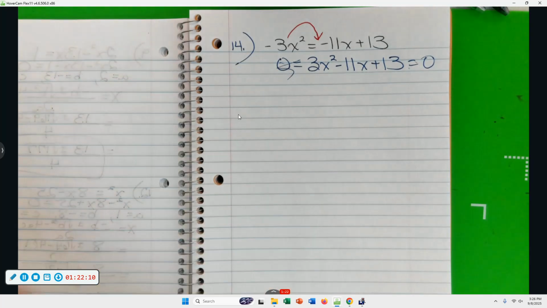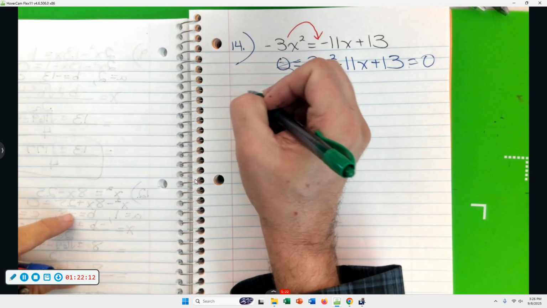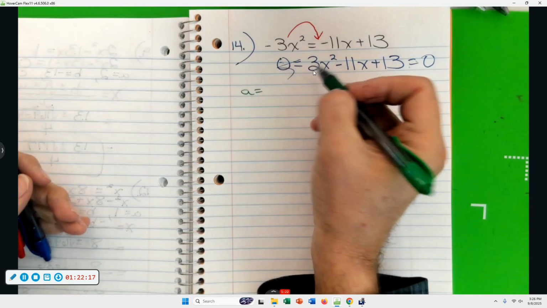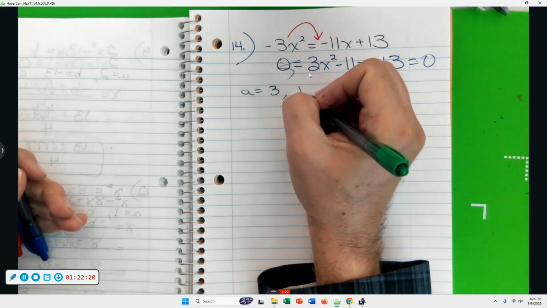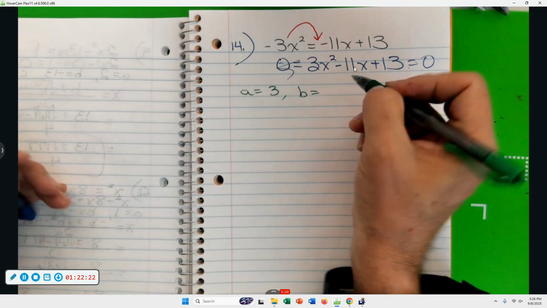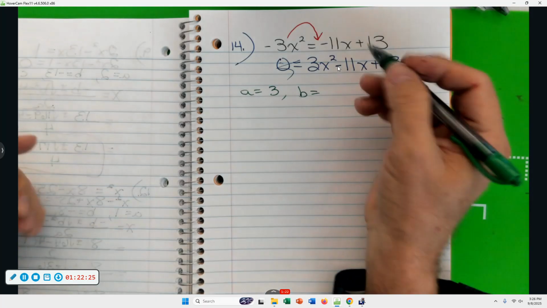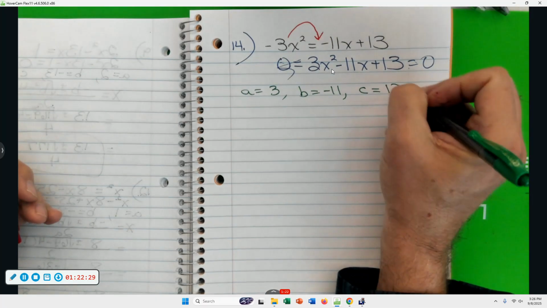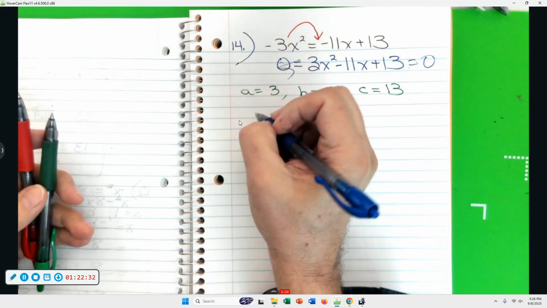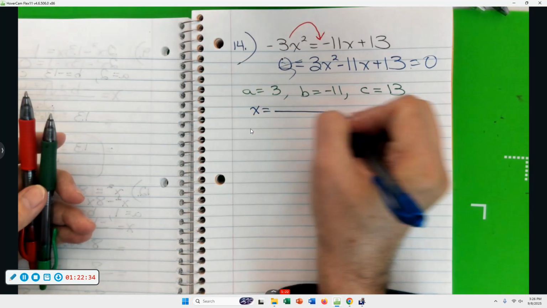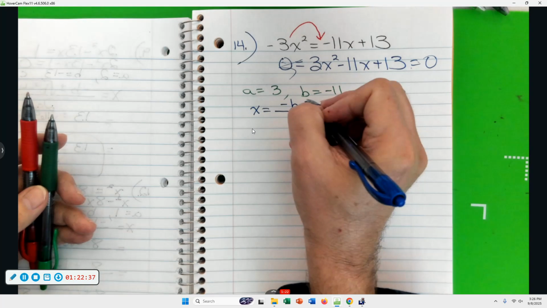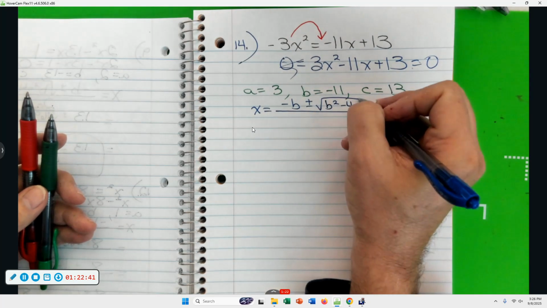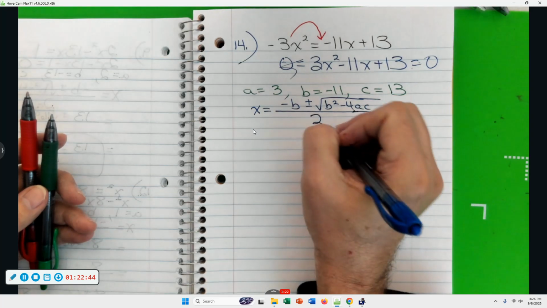Now identify a, b, and c. a is equal to 3. That's a positive 3. b is equal to, be careful, a negative 11. Good. And c is 13. Recall the quadratic formula. I'm going to write it down. Negative b plus or minus the square root of b squared minus 4ac all over 2a.